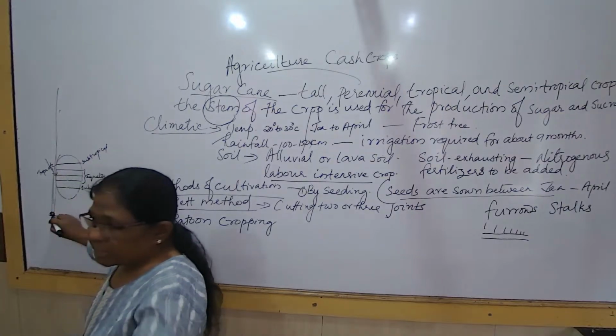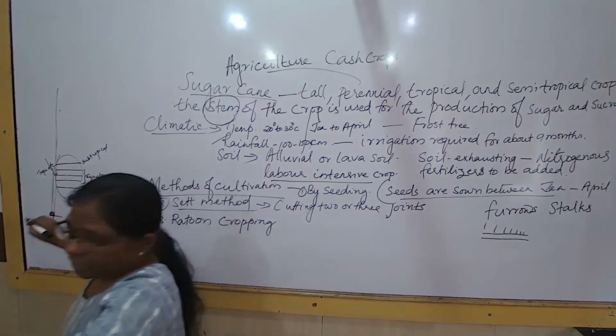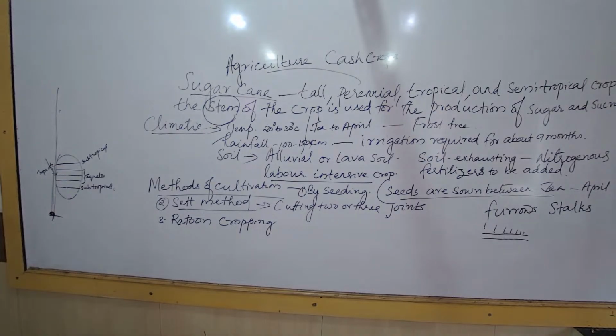Here, in the down part only, more sucrose content will be there. From that part it is harvested. After harvesting, from that joint a new plant will come.